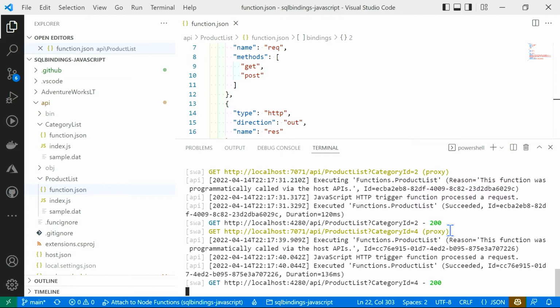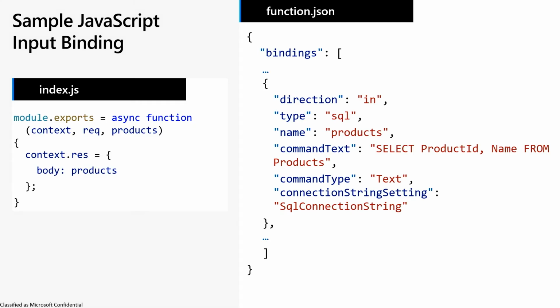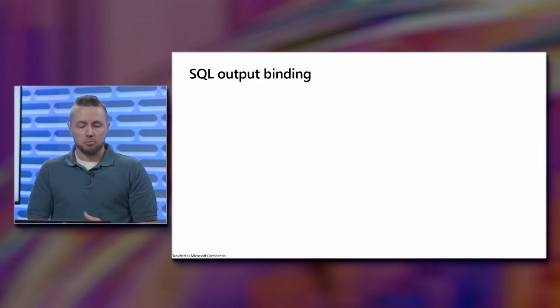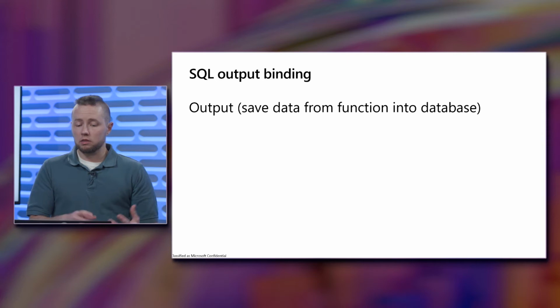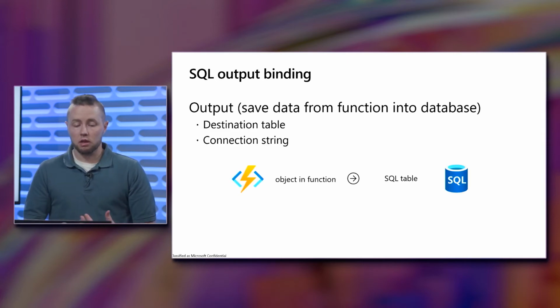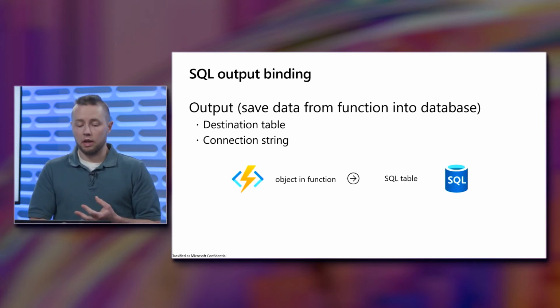You can enrich them with those parameters to really narrow down the data you want to look at. That's enough on input bindings. Let's take a look at output bindings. For output bindings, a reminder that you're taking data out of the function and into the database. So the two things that you need to configure an output binding is just the destination table and the connection string.